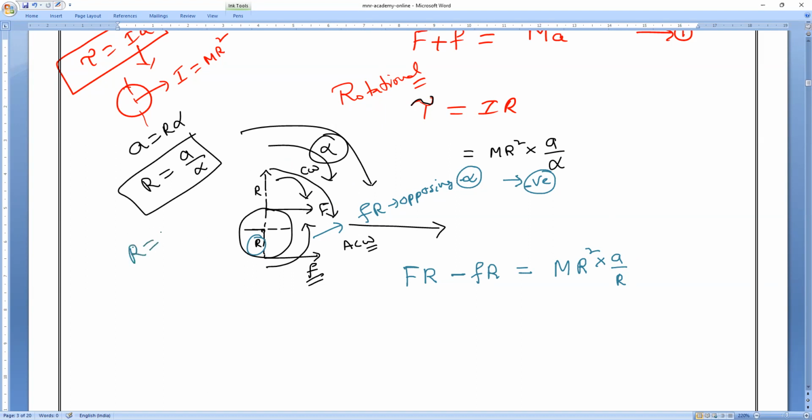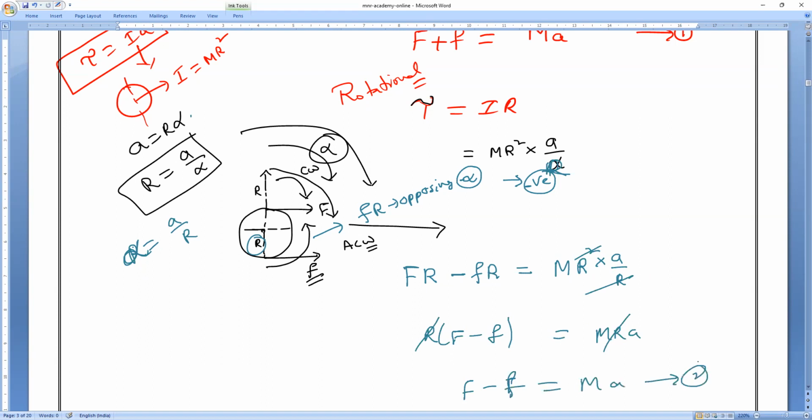R is equal to... sorry, what do we want now? Alpha only. Alpha is equal to what? A by R. I made a mistake here. A by R. So now you can see R will get cancelled everywhere. R is remaining. F minus f is equal to MRA, so R and R will get cancelled. F minus f is equal to, what is the answer, everybody? MA. Clear, everyone? That is the second equation.